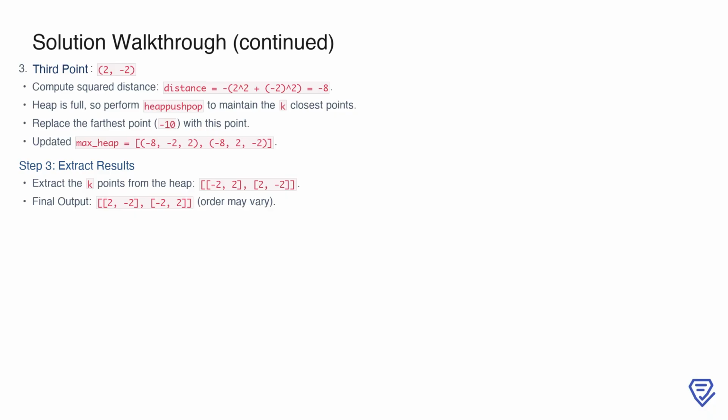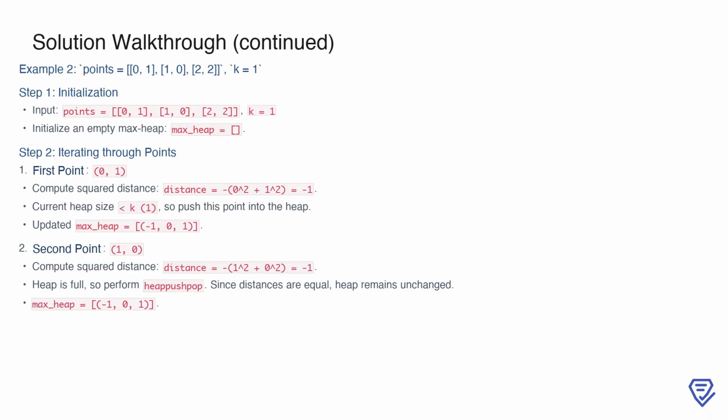The updated heap now contains (-8, [-2, 2]), (-8, [2, -2]). Finally, we extract the k closest points from the heap, which gives us [-2, 2], [2, -2]. Note that the order of the output points may vary depending on the heap implementation.